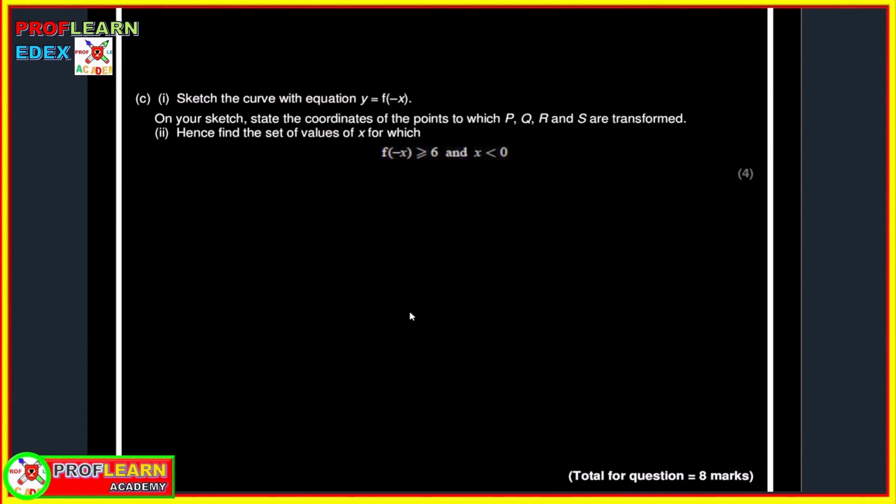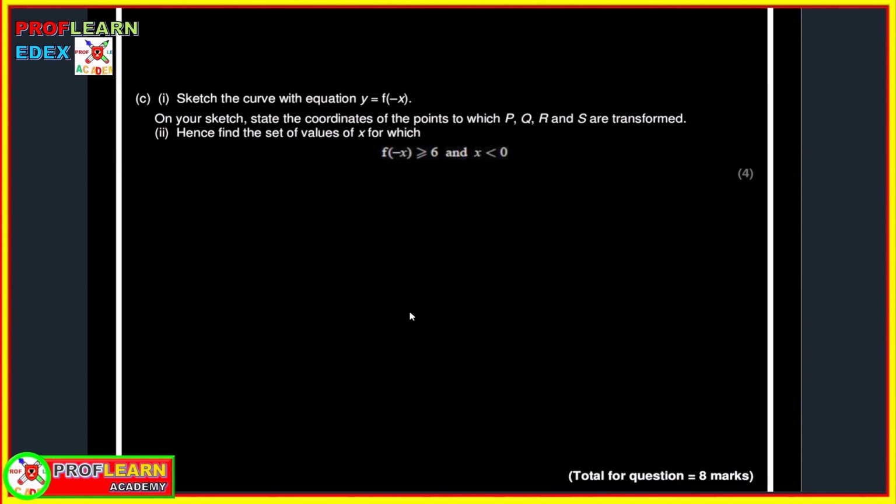This is a reflection in the y-axis, which implies that all the coordinates of x are going to have the opposite sign. So for instance, if we were having negative 3, 6, it will become positive 3, 6. If we were having negative 2, 6, that coordinate will become positive 2, 6. If we were having negative 1, 6, that coordinate will become positive 1, 6. If we were having positive 4, 6, that coordinate will become negative 4, 6.